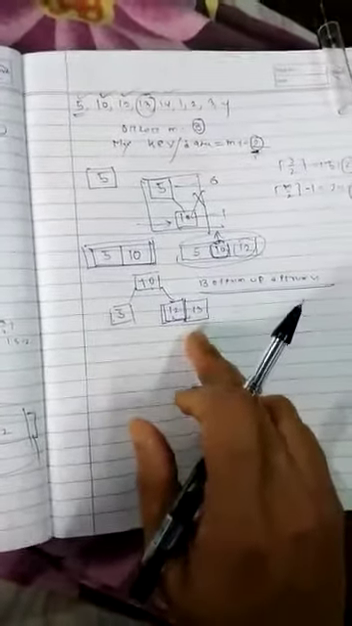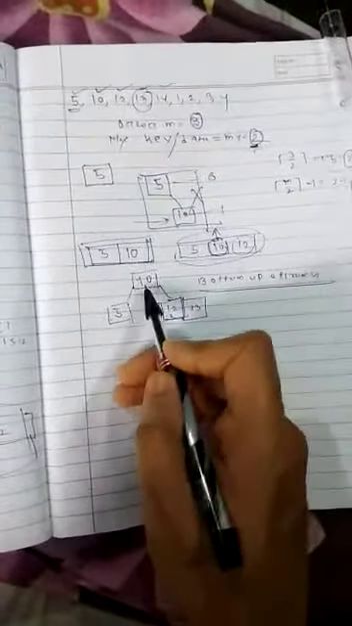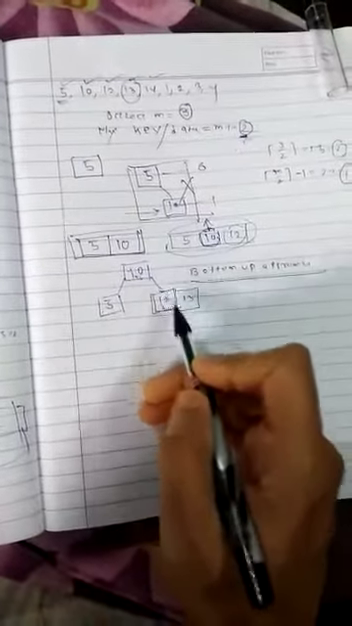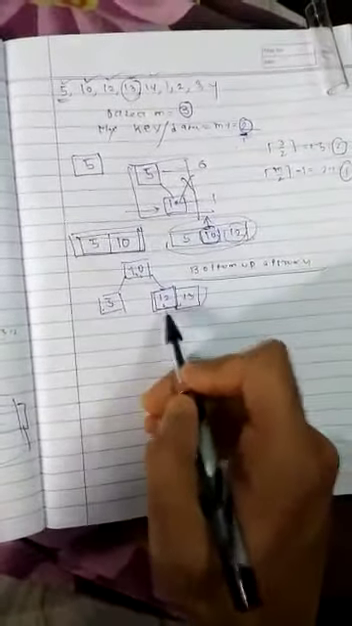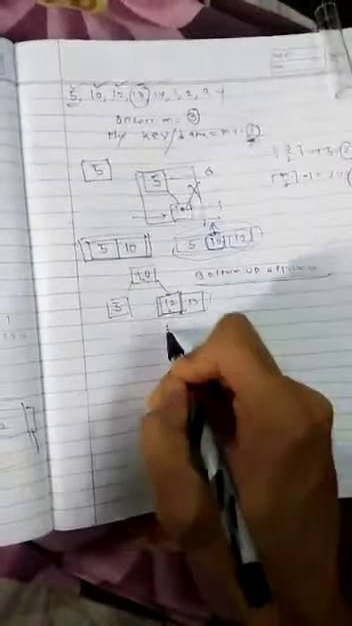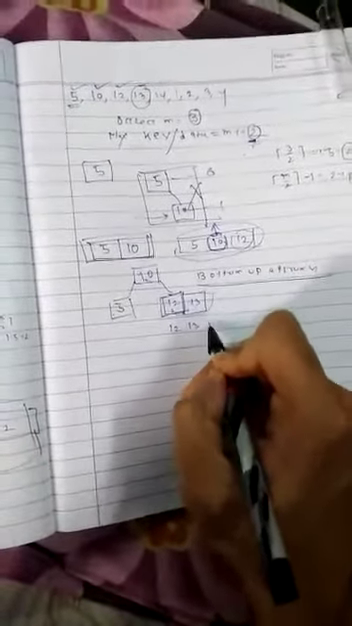Again, we always have to insert it at the leaf side. So what is the leaf node here? 10 to 14, we have to compare it. Go to the right side, and the right side this node is there. So I am inserting this 12, 13 and 14.